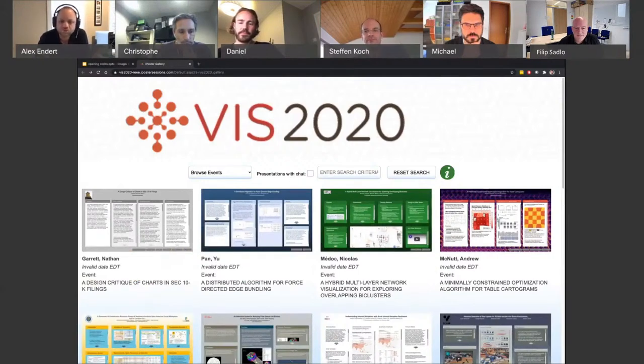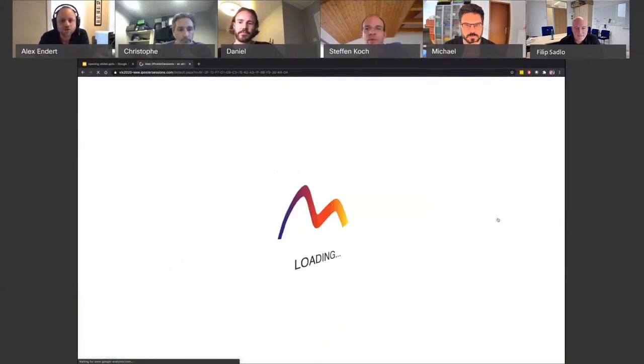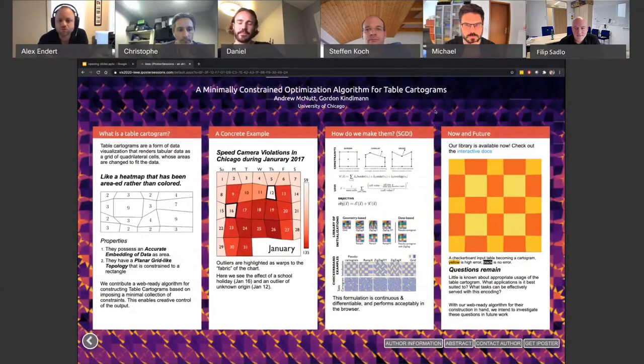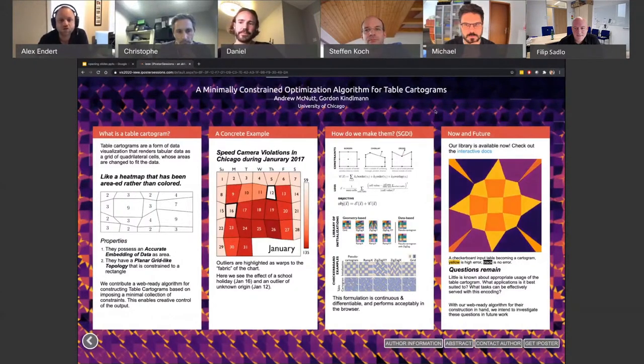And when you find one you like, such as maybe this one here, you can click on it and then you're shown the actual poster. And now you're starting to see some of the reasons why we went to an interactive poster like this, because there's a number of links that you can click on to get more information. And you're also able to see animated visuals like this one here to really showcase the work of the posters.